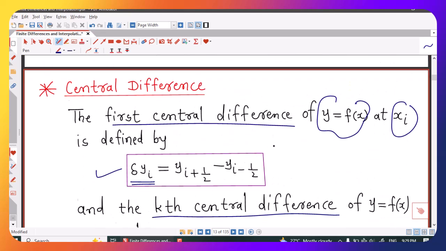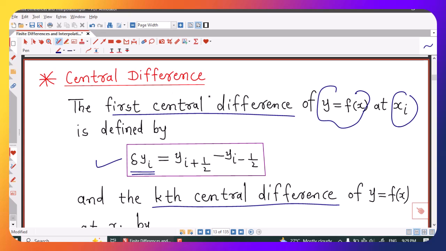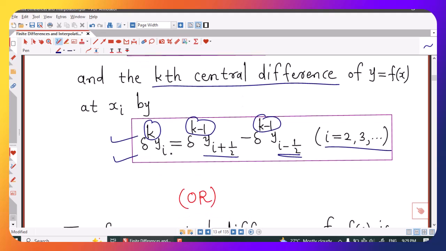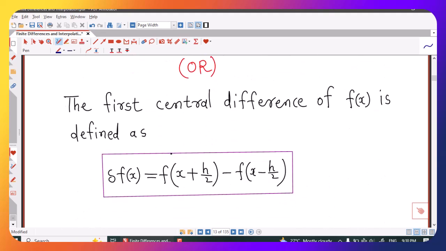So if they ask you to write down the definition of central difference, you can write in this way. First you write down for first central difference, it is the difference between y i plus 1 by 2 and y i minus 1 by 2, denoted by delta y i, and this is for kth central difference. If you wish, you can define in this way also.